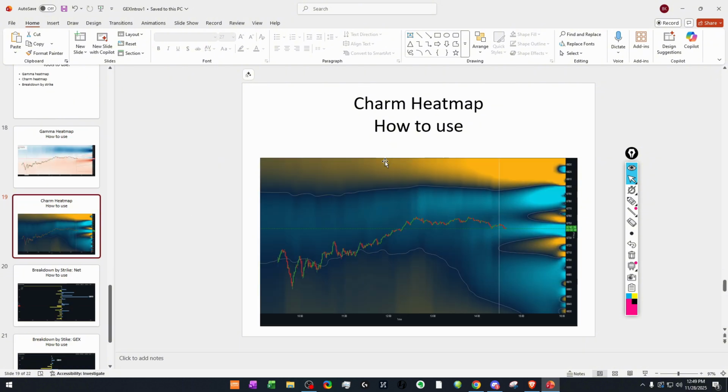Really just look at the color of the background, and that could give you a sense of potential drift of where we're going to go. If it's blue, again, charm is a very passive flow. It's not that impactful, but it's good to know what the market makers are doing as the day goes on.